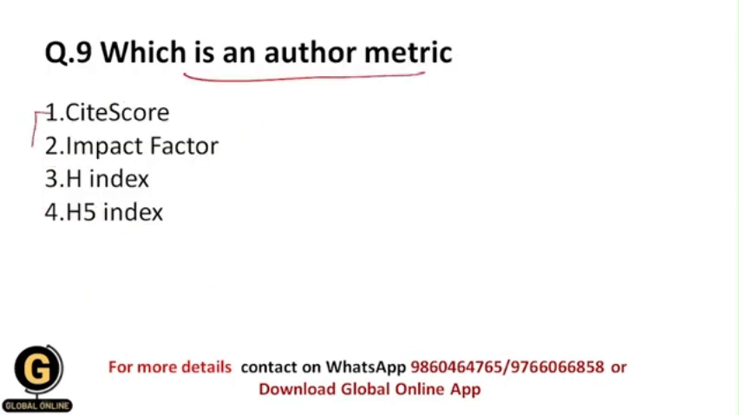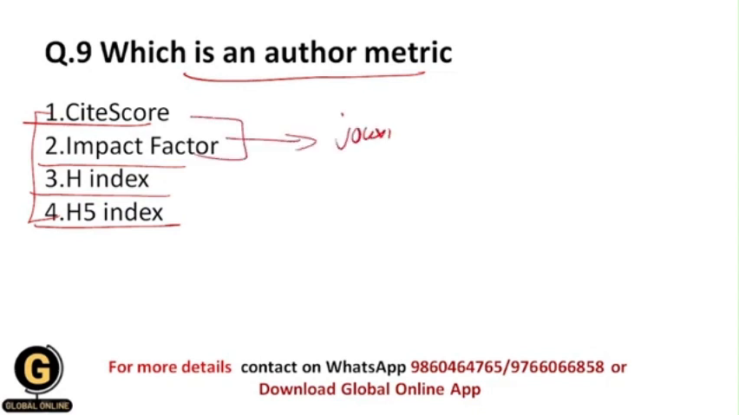Now over here they have given you certain metrics for journal and author. So we are going to identify from these options which is an author metric. Author metric means from this metric you can understand the credibility of an author, not a journal. So whether it is CiteScore, whether it is impact factor, whether it is H index, whether it is H5 index. So students, from these options, we have seen earlier in this video that CiteScore and impact factor, both of these are actually journal metrics.